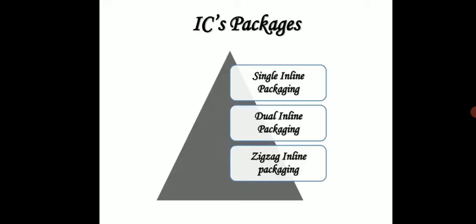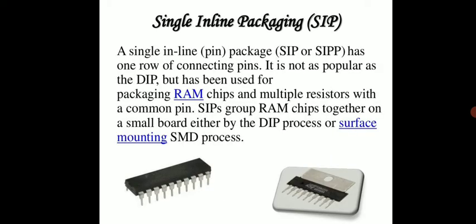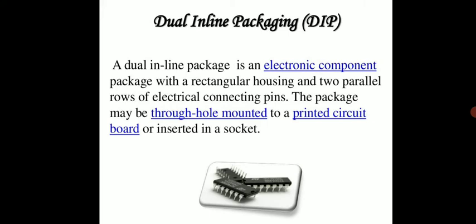IC packages include single inline packing, dual inline packing, zigzag inline packing. Single inline packaging, SIP. A single inline pin package has one row of connecting pins. It is not as popular as the DIP, but has been used for packaging RAM chips and multiple resistors with a common pin. SIPs group RAM chips together on a small board either by the DIP process or surface mounting SMD processes.